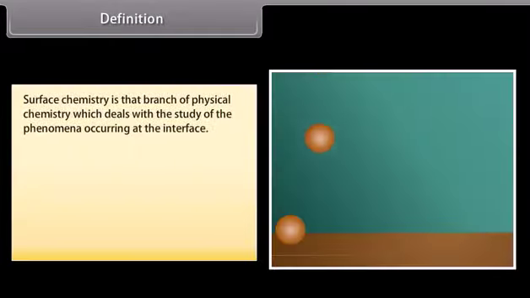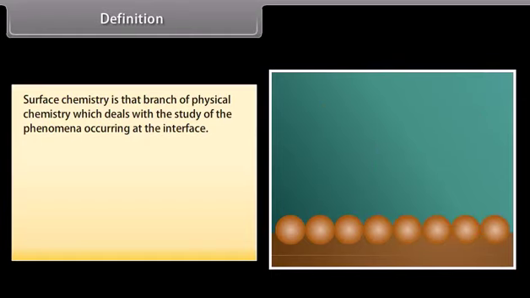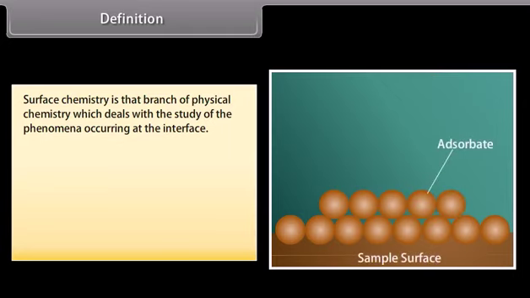Definition. Surface chemistry is that branch of physical chemistry which deals with the study of the phenomena occurring at the interface, that is, the boundary separating two bulk phases.